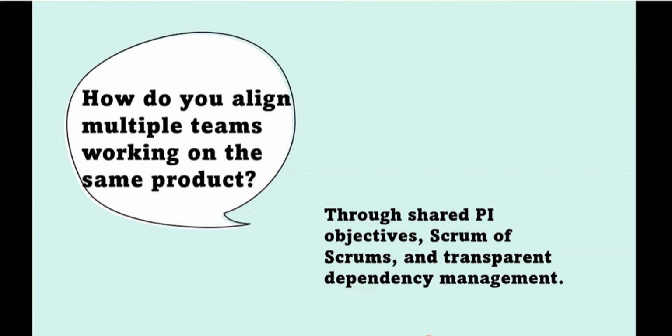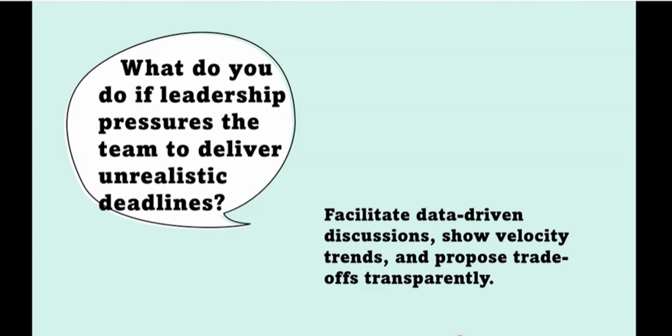How do you align multiple teams working on the same product? Through shared PI objectives, Scrum of Scrums, and transparent dependency management. What do you do if leadership pressures the team to deliver unrealistic deadlines? Facilitate data-driven discussions, show velocity trends, and propose trade-offs transparently.